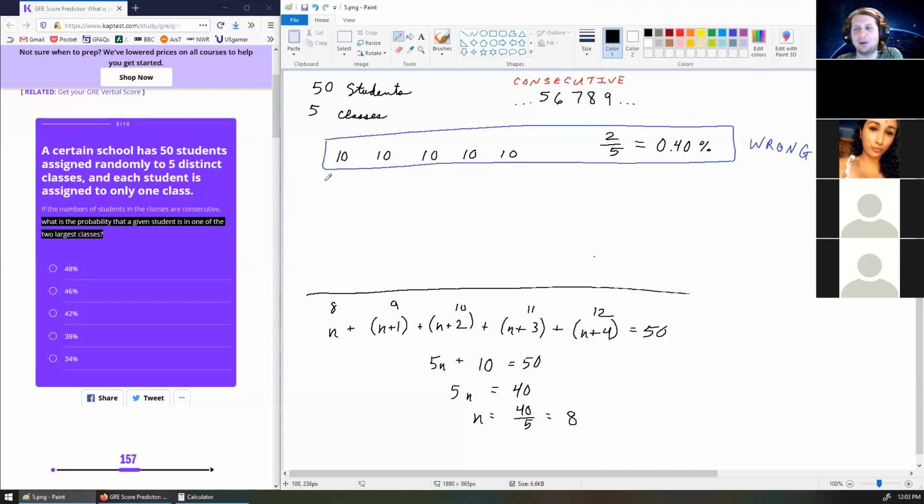I just took 2 away from this and added them here. And I took 1 away from this and added it here. So I got 8, 9, 10, 11, 12. Oh, wow. It's the same. Yes, it's exactly the same.